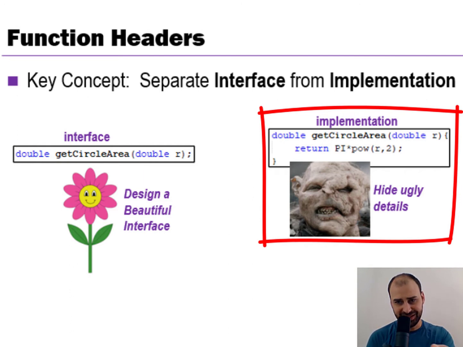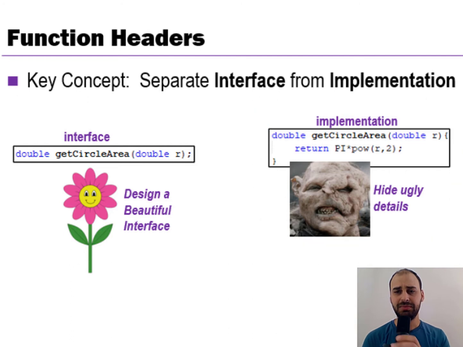In this case, the logic's very simple. It's just one line of code, but it could be something really sophisticated. What we want to do is hide those ugly implementation details. The user doesn't need to know how something is being computed to be able to use some sort of functionality. So this get circle area is a simple one. We'll take a deeper look at a more complicated example momentarily.